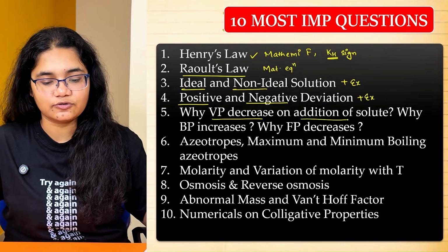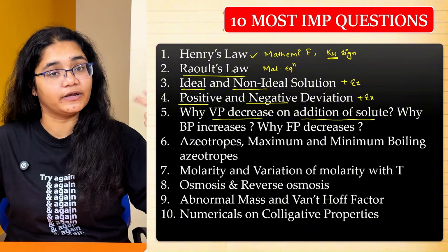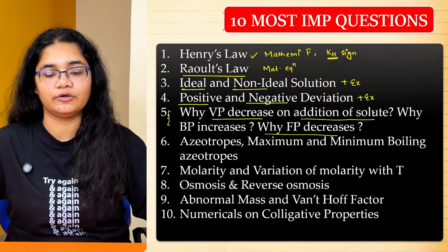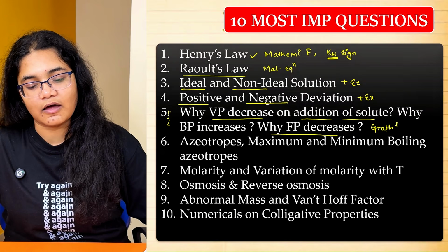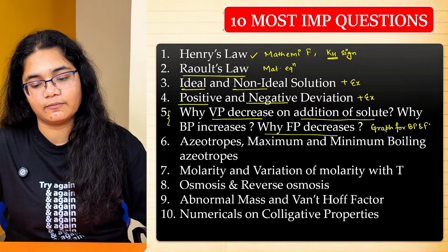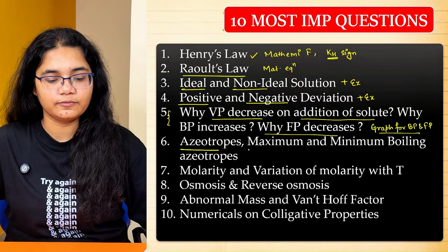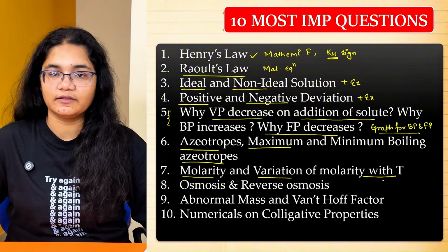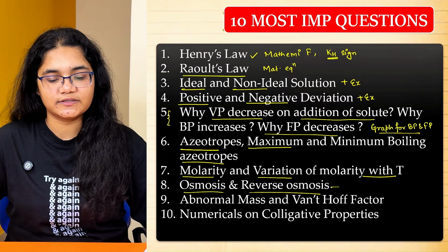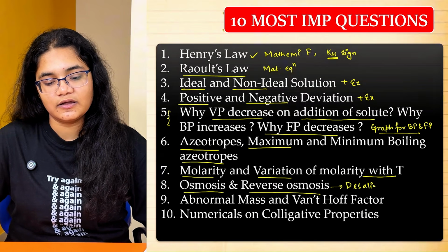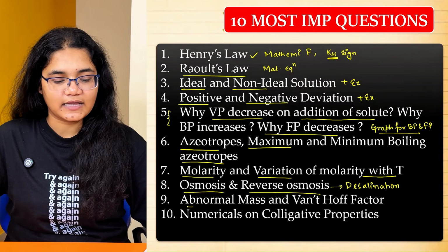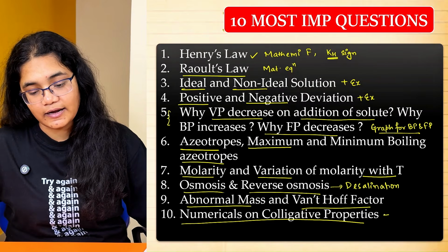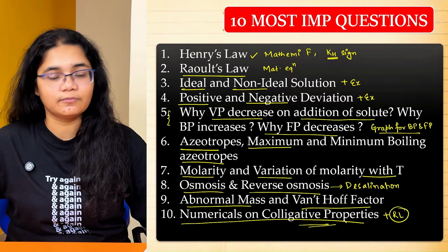Why vapor pressure decreases on addition of solute, why the boiling point increases, and why the freezing point decreases. All these questions have been discussed in this particular video, so you need to draw the graph for boiling point and freezing point, very very important. Next, what are azeotropes, difference between maximum and minimum boiling azeotropes, molarity and the variation of molarity with temperature, osmosis and reverse osmosis, especially the application of reverse osmosis in the desalination of water. Next, abnormal mass and what is Van 't Hoff factor, and then numericals on the colligative properties and Raoult's law. Most probably the question will be asked from colligative properties.